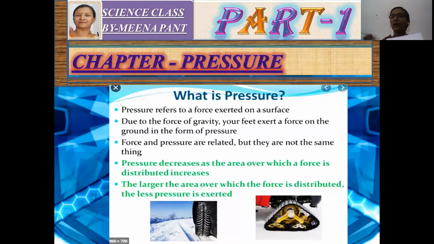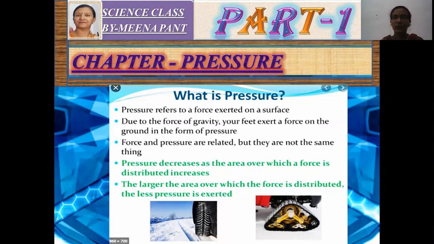Now, pressure decreases as the area over which a force is distributed increases. If the area is more, now as you can see, the back side of the pen is applying a force on this notebook. So what happens? The more area, so less pressure. Clear? If you see the back side, the area is more, but in comparison the nib of this pen is very thin. So it will cover less area, but more force is applied.